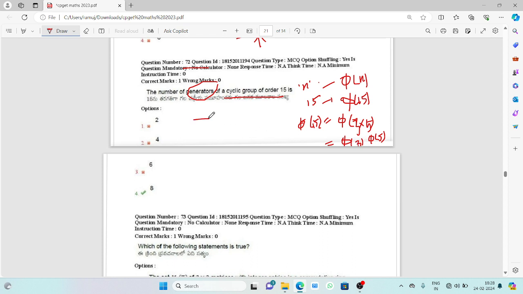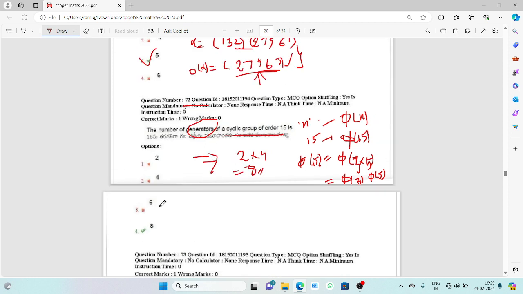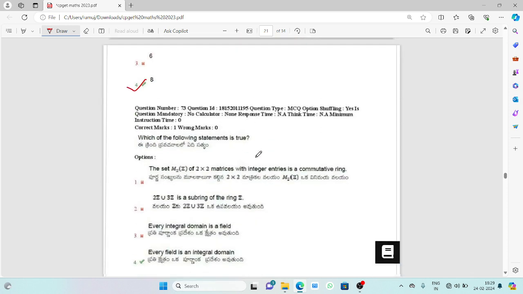So if you simplify that one, you will get pi of 3 means 2 and pi of 5 means 4. So that will give you 8. So the answer is 8. Option 4 is correct for this 72nd question.